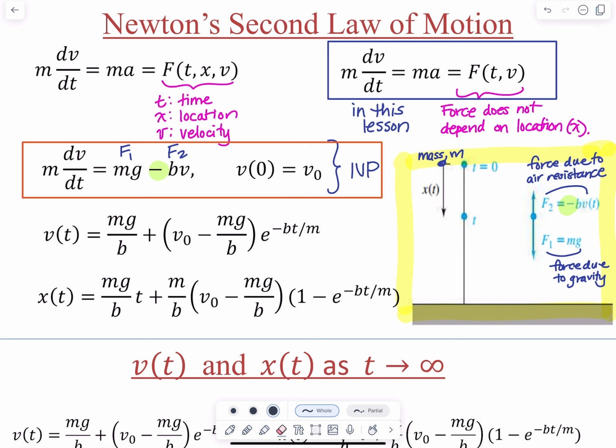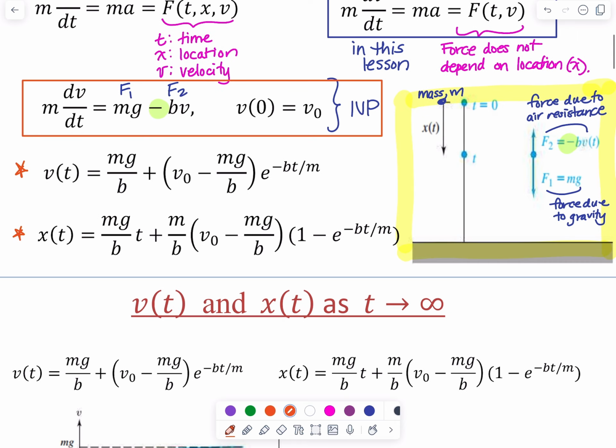And now we can take a look at our solutions, our velocity at any time of the object, and the location at any time. Now this velocity you could have found using separation of variables. And then of course we can integrate the velocity and come up with our x of t function. So both of those we will also be using.